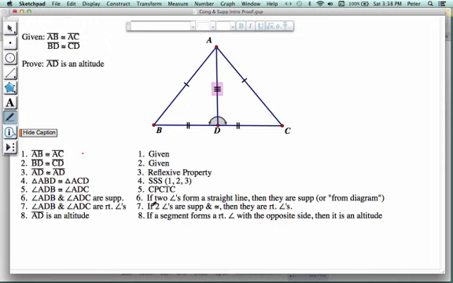Please note that you have to prove in the proof, before using this theorem, that the two angles are supplementary and congruent. So those are two things you need to show, and then you can apply the theorem. So finally, AD is an altitude, because if a segment forms a right angle with the opposite side, then it is an altitude.